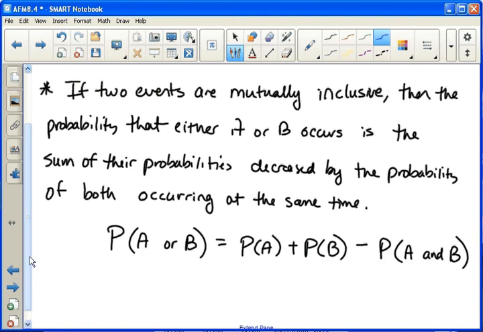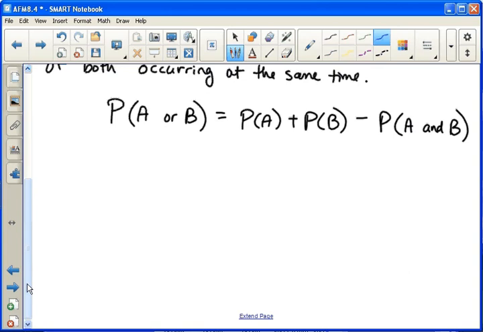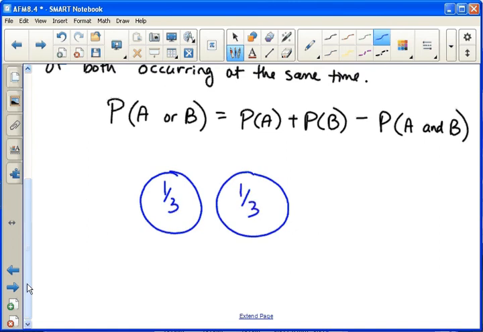So if you've worked with Venn diagrams before, this is one way to help explain this rule. Events that are mutually exclusive have no overlap whatsoever. They can't happen at the same time. So if the probability of this is 1/3 and the probability of this is 1/3, then added together it's 2/3.